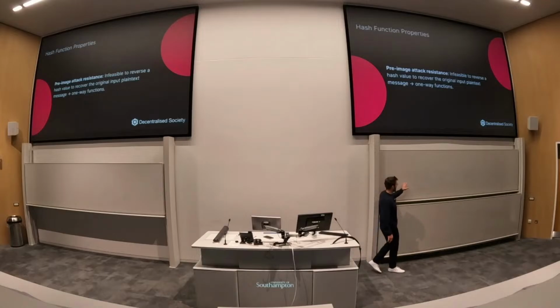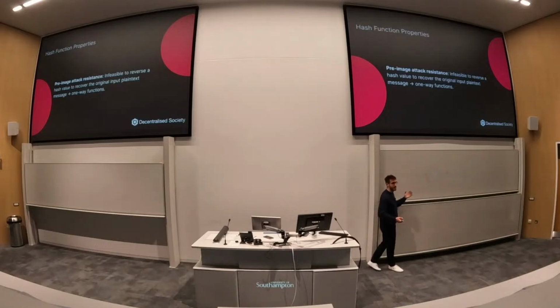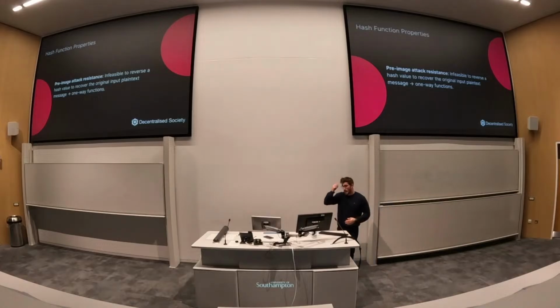So let's say, for example, I have access to the output, which is the hash, but I cannot use the hash in order to go back to the plain text. This is what we call a one-way function.